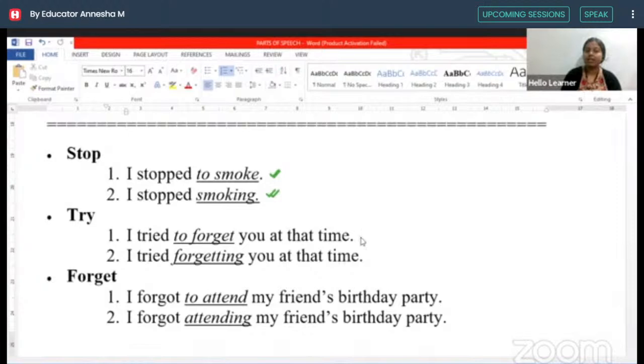Right? Again, same thing. I tried to forget you at that time. It means I made an attempt to forget you at that time. But the second one, I tried forgetting you at that time, means I tried forgetting you as an experiment. Two different meanings.